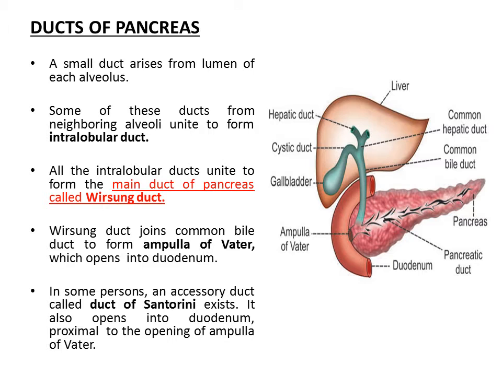Now, ducts of pancreas. A small duct arises from lumen of each alveolus. Some of these alveolus ducts from neighboring alveoli unite to form intralobular duct. All the intralobular ducts unite to form the main duct of pancreas called Wirsung duct. Wirsung duct joins common bile duct to form ampulla of Vater, which opens into duodenum. In some persons, an accessory duct called duct of Santorini exists. It also opens into duodenum proximal to the opening of ampulla of Vater.